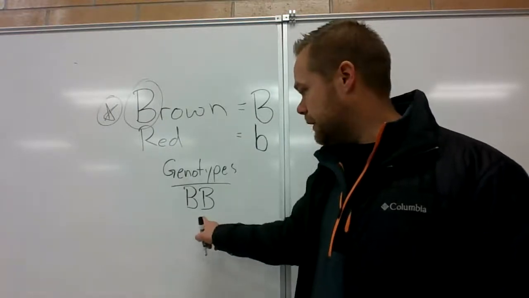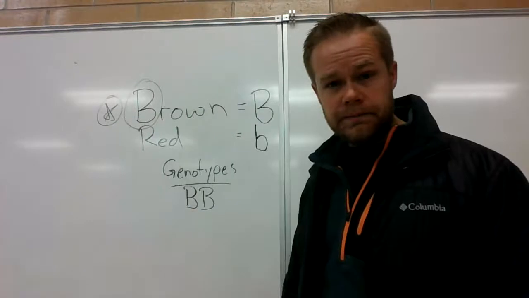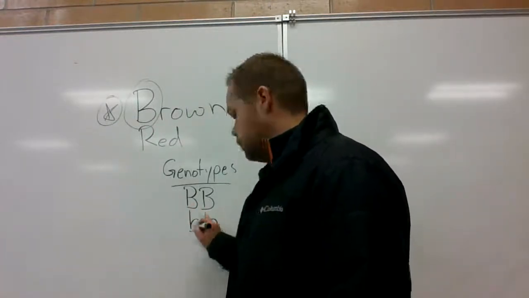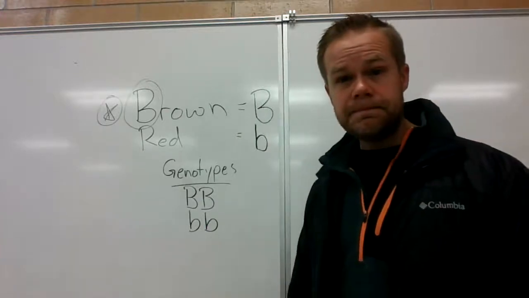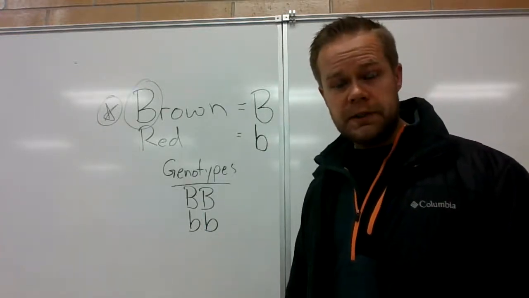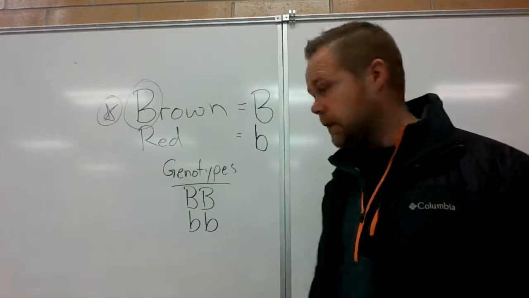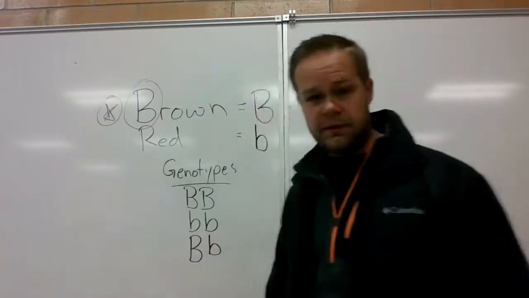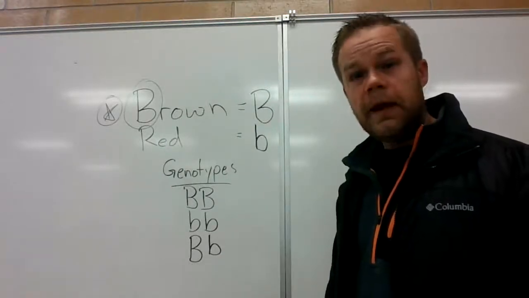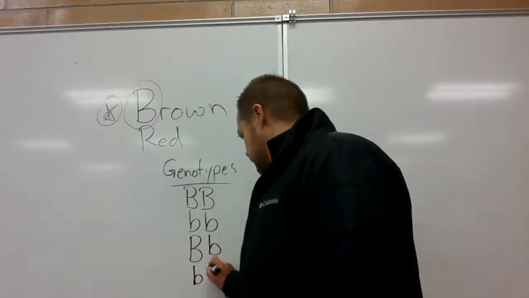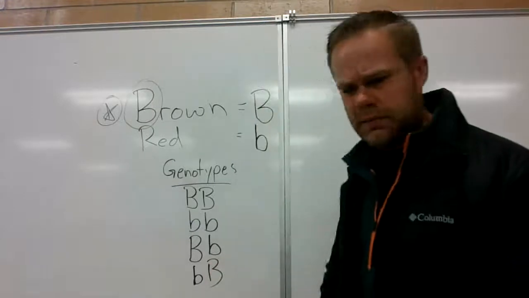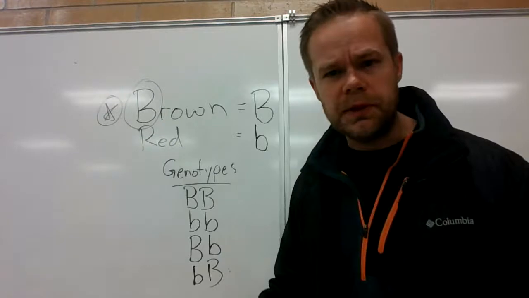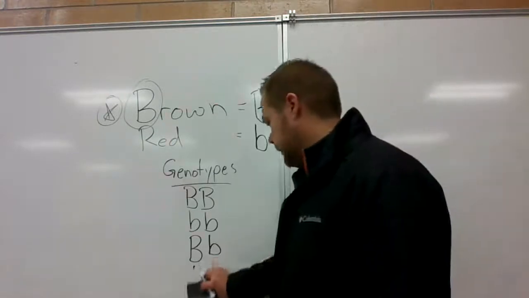You could have a capital and a capital, so two dominant alleles. You could also have this, right? Two recessive alleles. What else could you have? You could have a dominant recessive. And you could also, of course, have a recessive dominant, but we don't usually write that one because isn't this the same thing as this, one of each? But we always put the dominant first. So we're going to get rid of that one.